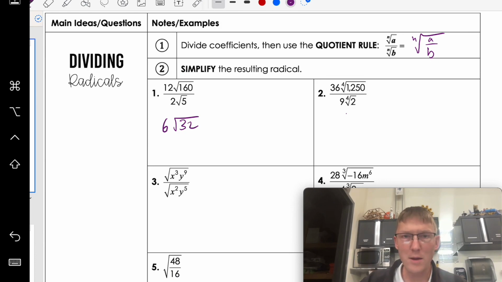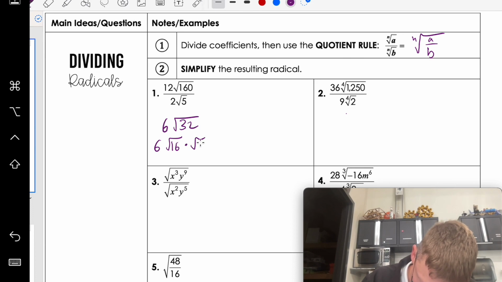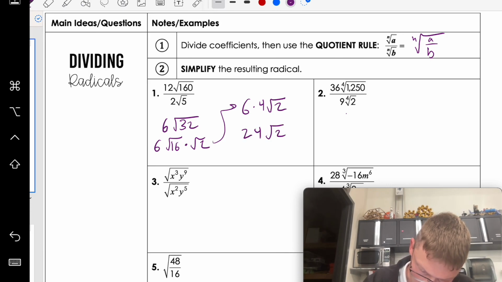But with radical signs, we always have to make sure that we are reducing. So then we're going to bring that 6 down. We can rewrite 32 as 16 times 2, and then 16 is the same as 4 squared. So that 4 is going to come out and then square root of 2. So now we've got 24 square root of 2.